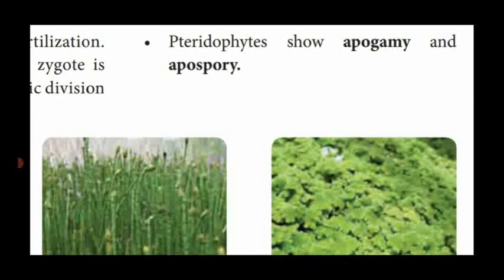Another one, apospory. So what does apospory mean? The diploid gametophyte is produced from the diploid sporophyte. That is said to be apospory. So these are the 2 modes of process which are present in pteridophytes.